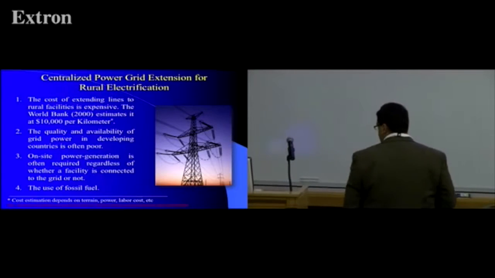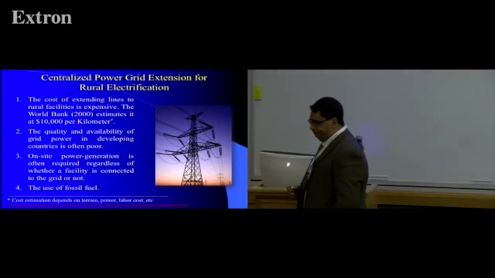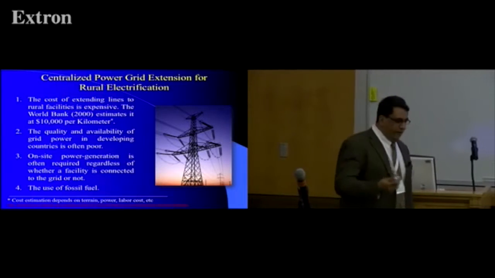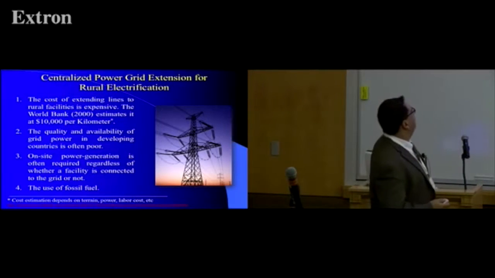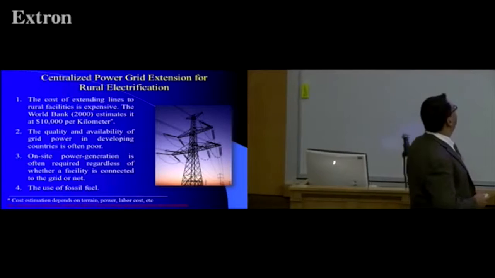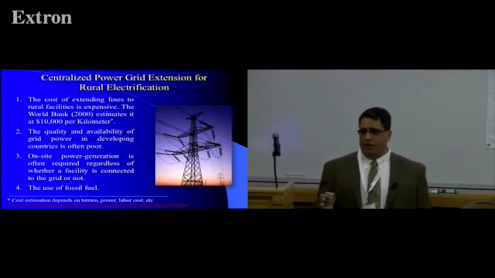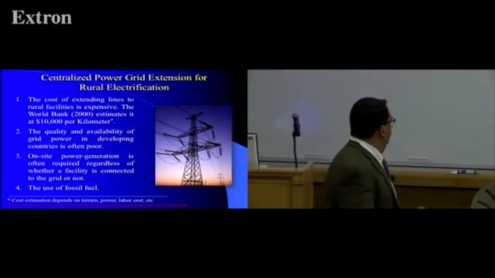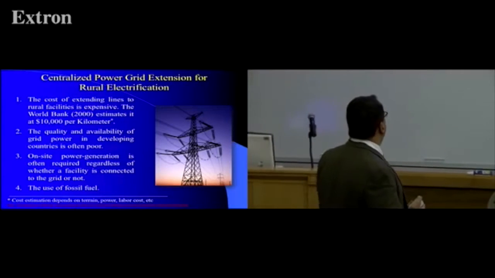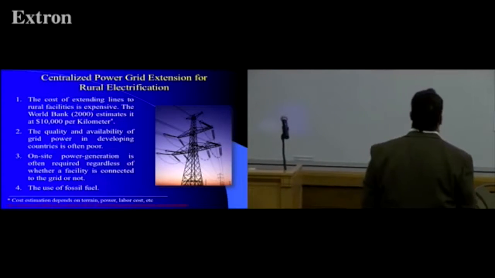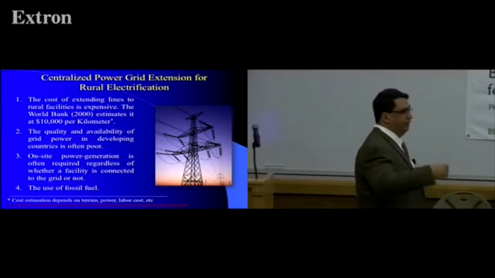So if we were to look at the centralized grids, the cost of extending the grid based on the World Bank estimates in 2000 is about $10,000 per kilometer. However, in my opinion, this is a very conservative estimate. The DOE here in the US estimates it three times that. It's about $31,000 per kilometer if you want to be extending the grid.